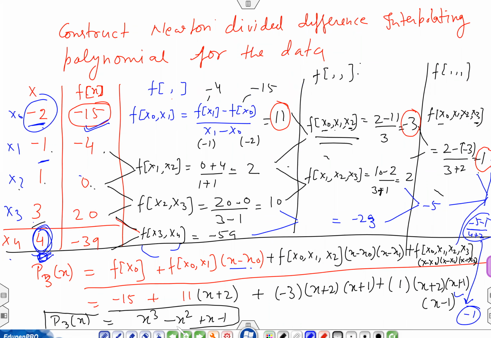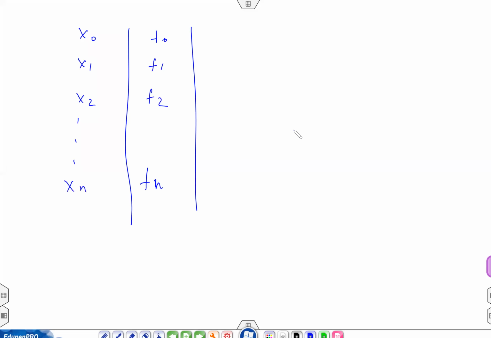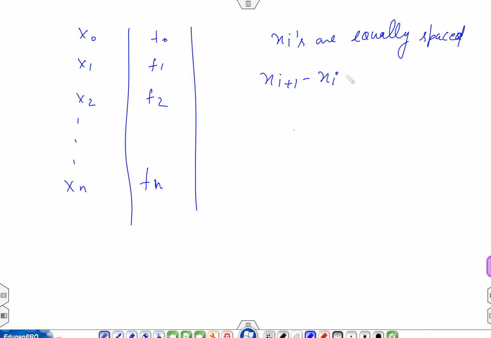Suppose you have to compute the value of the function at some point that is near to the initial point. Suppose some values are given, x0, x1, x2, xn, with f0, f1, f2, f3, and all these points are given to you equally spaced. All xi's are equally spaced. What does it mean? It means that the difference between these points, xi plus 1 minus xi, is equal to h.